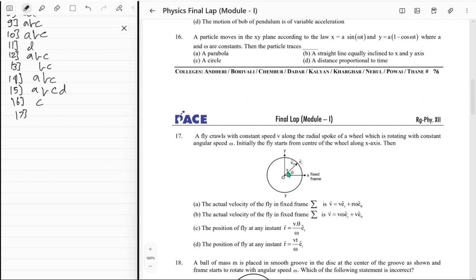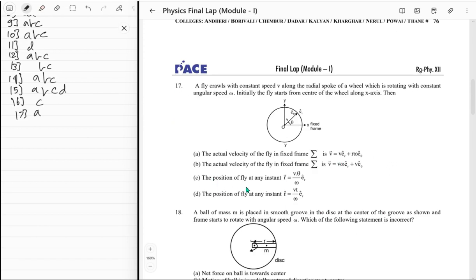That's correct, in fact. So yes, A is correct, I guess. It looks like people have just copied and printed this. Actual velocity of fly in fixed frame is v vector equal to v omega e_r. No, whatever question it needs. Okay, the position of the fly at any instant is r is equal to v theta upon omega e_r.